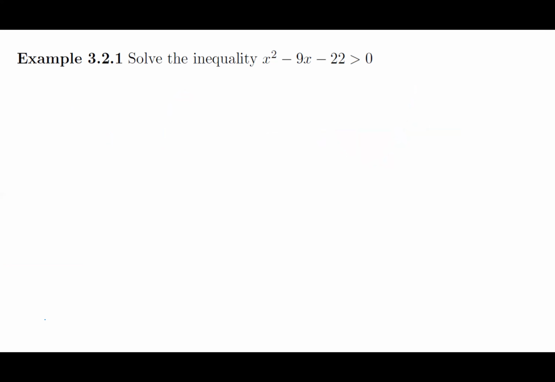So let's start by finding the zeros. x squared minus 9x minus 22 equals 0. Well, this is x minus 11 and x plus 2 equals 0. So I know that x equals 11, or x equals negative 2.